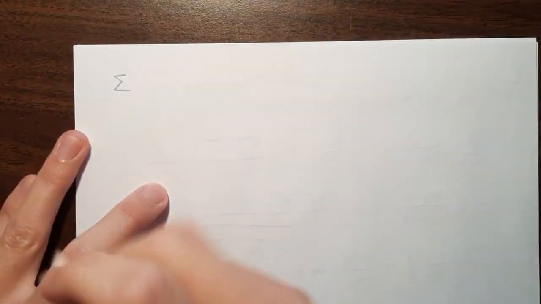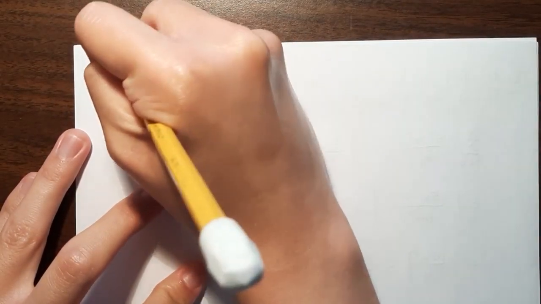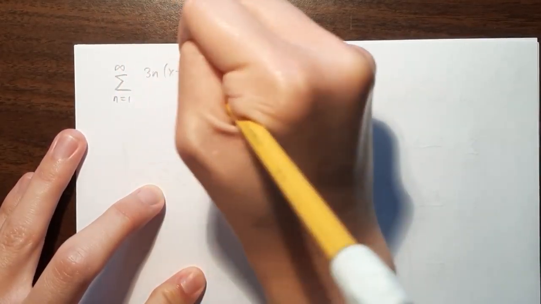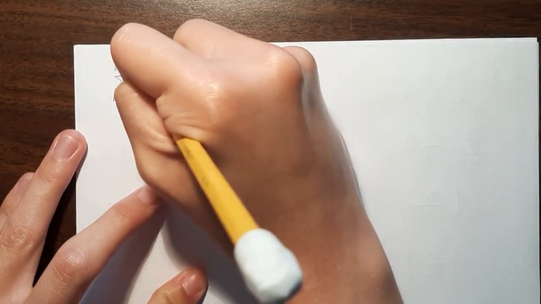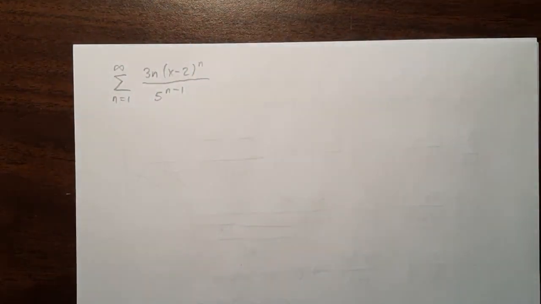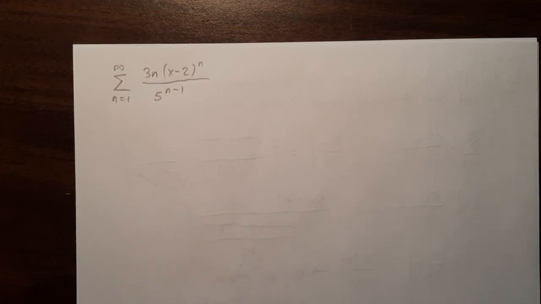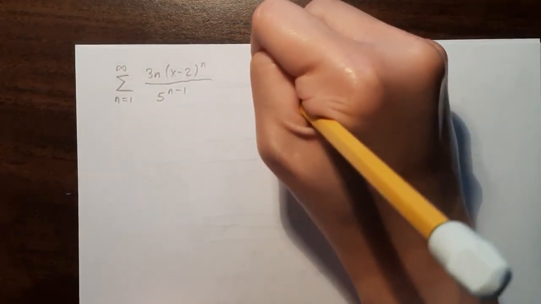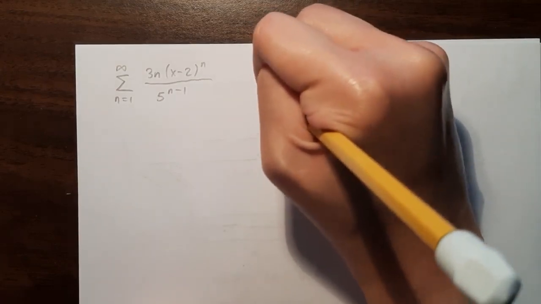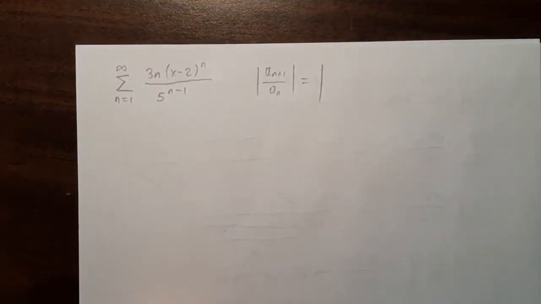Let's find the interval and radius of convergence of this series, the sum from n equals 1 to infinity of 3n times (x minus 2) to the power n divided by 5 to the n minus 1. I think we know the drill. Let's start off with the ratio test and take the ratio of a sub n plus 1 over a sub n.